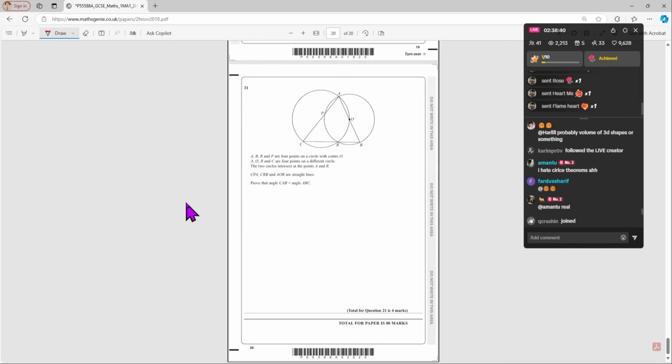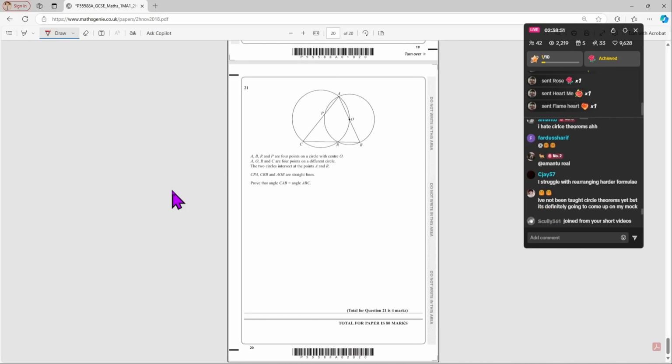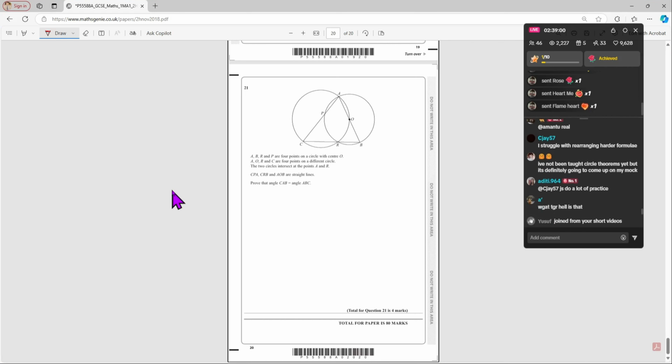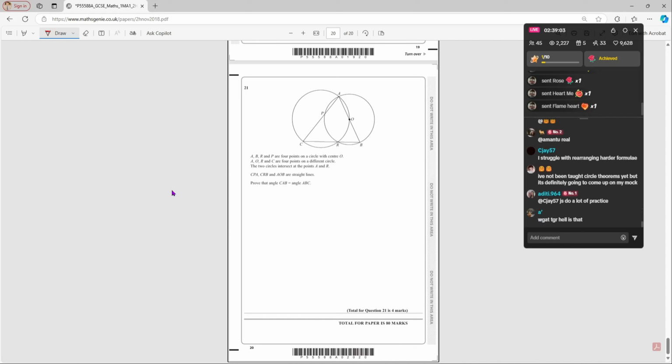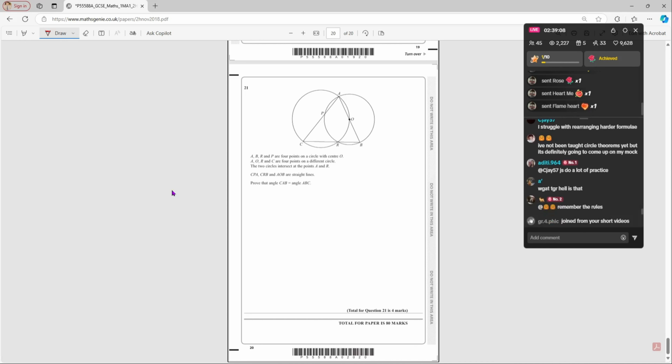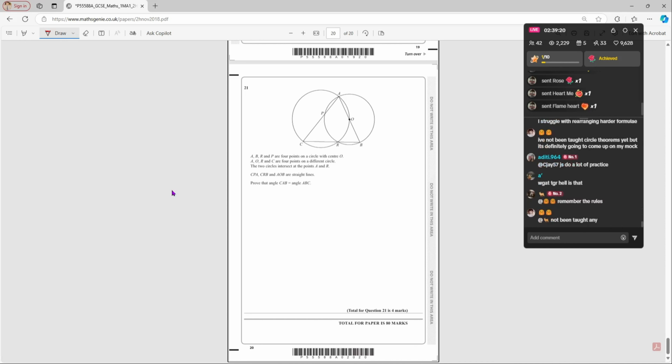Circle theorems. Question number 21. A, B, R, and P are 4 points on a circle with center O. A, O, R, and C are 4 points on a different circle. The 2 circles intersect at points A and R. CPA and CRP and AOB are straight lines. Prove that angle CAB is equal to angle ABC.